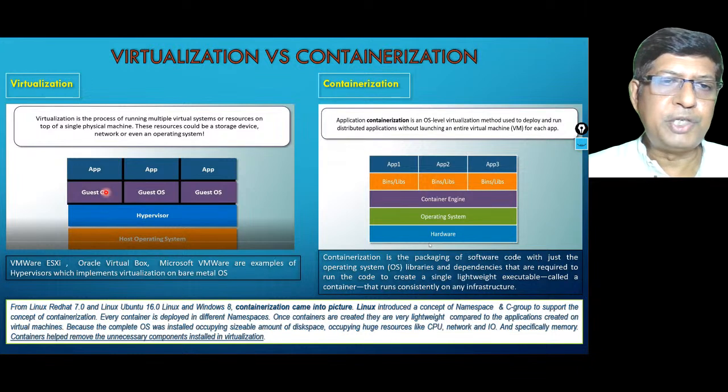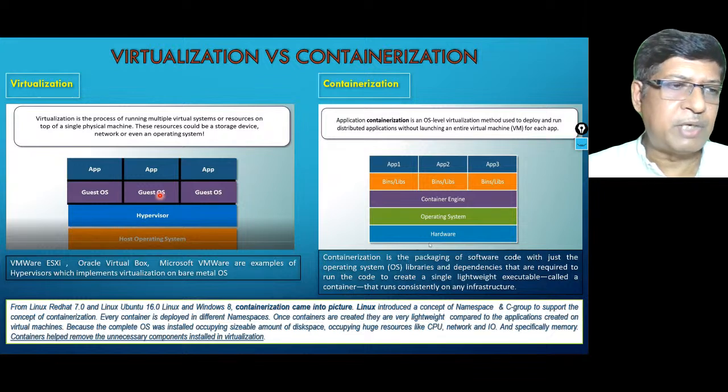Let's say this is 2 GB, this is 1 GB, this is 3 GB. And your machine capacity is, let's say, 10 GB. So 2 GB plus 3 GB plus 1 GB. How much is it? 6 GB. How much is left? 4 GB. So how many applications can you virtualize further?